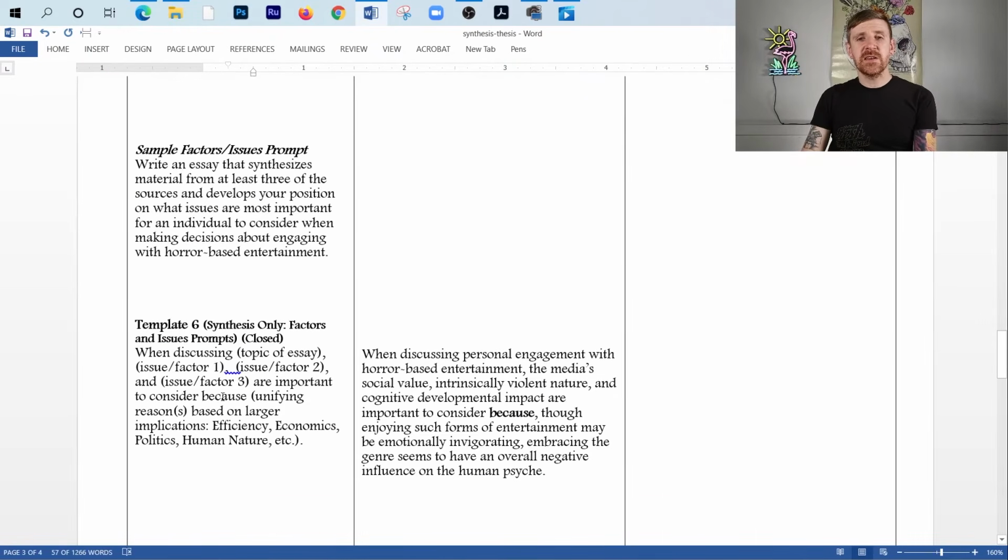The reason why is because sometimes synthesis prompts are worded a little bit differently on the AP exam because they talk about issues and factors. Although I don't think that you'll see one of those types of prompts again, you never know. And I do have a thesis template for that. The new stable prompt wording that's in the course and exam description still does allow for a factors or issues type of prompt. So I just wanted to put one in here as an example just to play it safe.